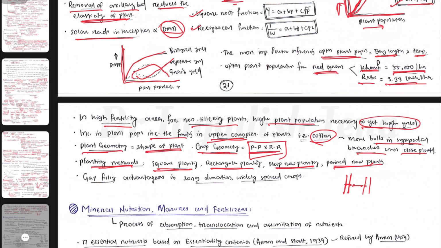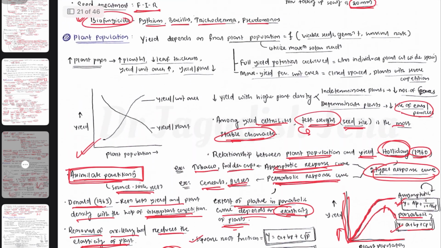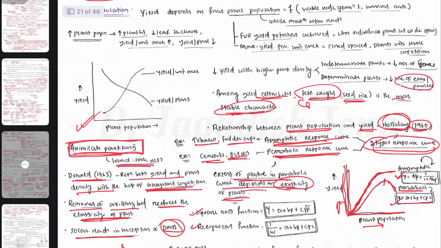To maintain the optimum plant population, what we do is called gap filling. Gap filling is advantageous in the case of long duration, widely spaced crops. If any plant fails to germinate or establish, then we need to go for gap filling. It is done at an early stage, around 10 to 14 days. So this is all about plant population and how it affects crop growth and development, crop yield and biomass.